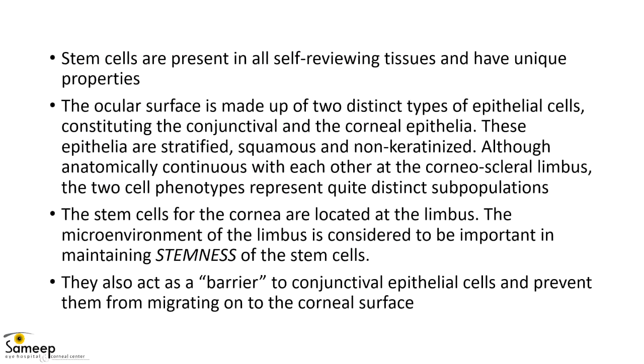Stem cells are present in all self-renewing tissues and have unique properties. The ocular surface is made up of two distinct types of epithelia, the conjunctival epithelium and the corneal epithelium. Though they are connected to each other, phenotypically both are very different. The stem cells of the cornea are located at the limbus. The microenvironment of the limbus is considered to be important in maintaining the stemness of these cells. They also act as a barrier to the conjunctival epithelial cells and prevent them from migrating onto the corneal surface.